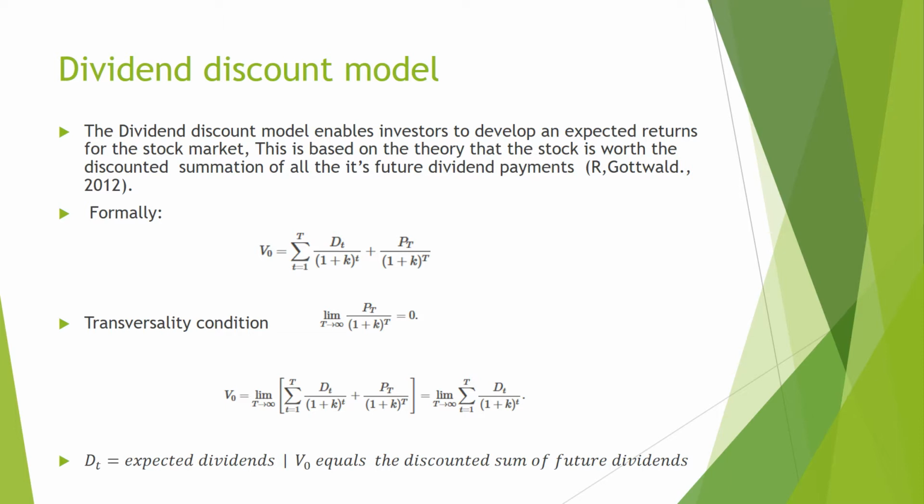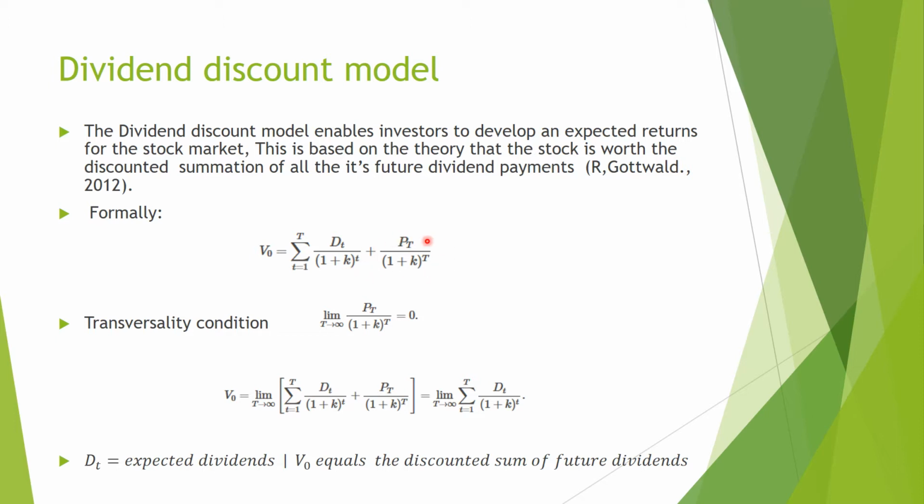Formally, what we can see is that the intrinsic value is based on the expected dividend payments divided by 1 plus the required rate of return. And the required rate of return will be higher if the stock is riskier. This is because the investor believes they should be compensated for the increase in risk they have to bear.